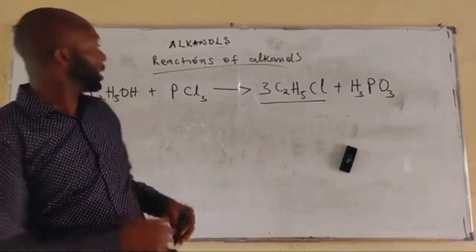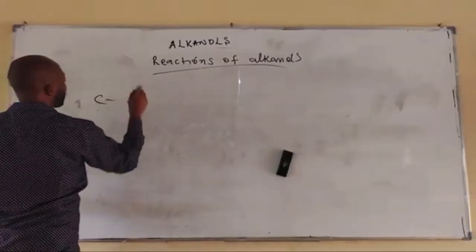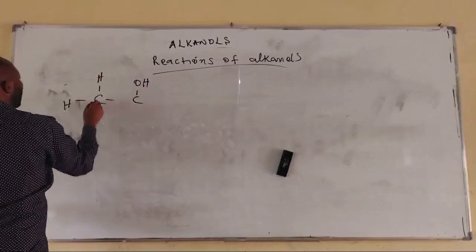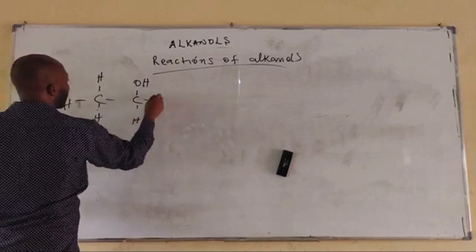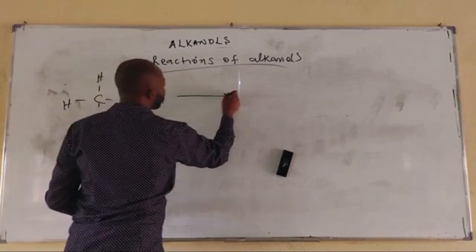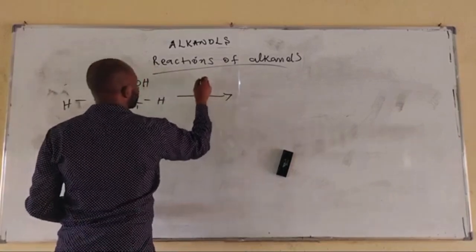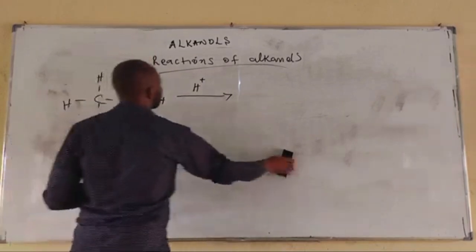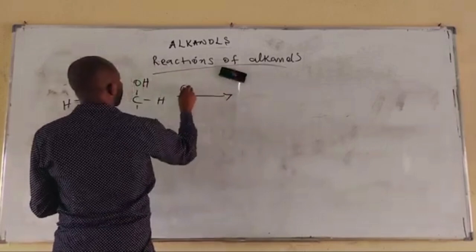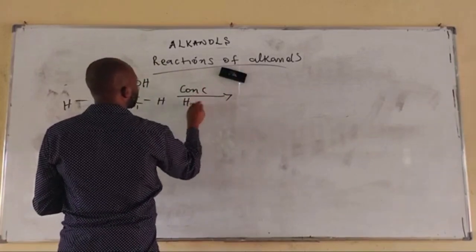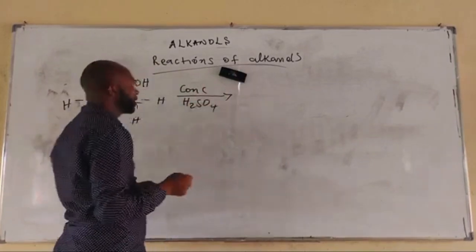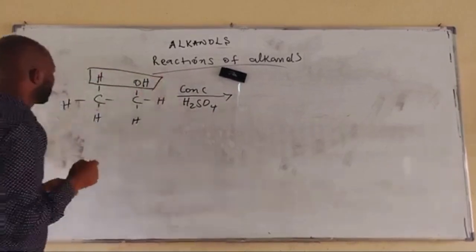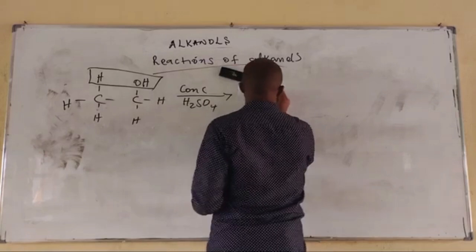So that's just the technicality therein. So let's see. So this is my ethanol. I have my OH, my hydrogen, and hydrogen. Dehydration in the presence of an acid, concentrated H2SO4. So let me just write it. Concentrated H2SO4 as a dehydrating agent. So it will lose water. This will be out. So this is what is left.